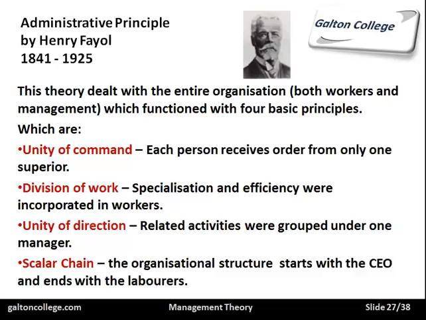And there's also what he termed the scalar chain. The organizational structure starts with the chief executive officer, or with the managing director, or the person who is overall in charge of the business. So it starts there and it ends with the labourers, the people on the shop floor. So there is a scalar structure. It starts with the person at the very top, and the chain of command comes all the way down to the very bottom. And it's possible to trace out exactly who's in between, which managers are responsible for which sections, and so it comes down in almost a linear fashion.